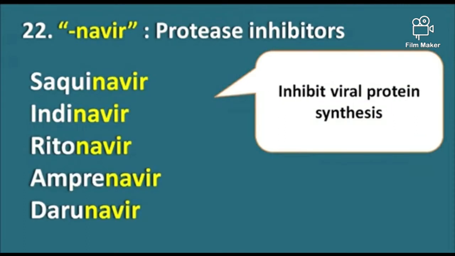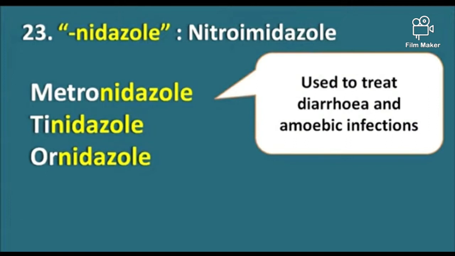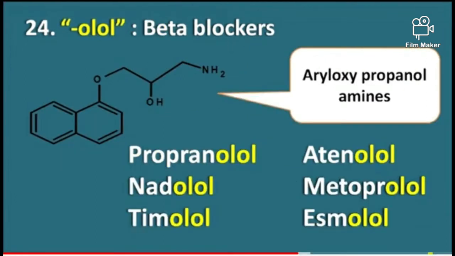Navir, protease inhibitors: saquinavir, indinavir, ritonavir, amprenavir inhibit viral protein synthesis. Navirs inhibit viral protein synthesis. Nidazoles, nitroimidazoles: metronidazole, tinidazole, ornidazole used to treat diarrhea and amoebic infections. Lols, beta blockers. Non-selective: propranolol, nadolol, timolol. Selective: atenolol, metoprolol, esmolol.